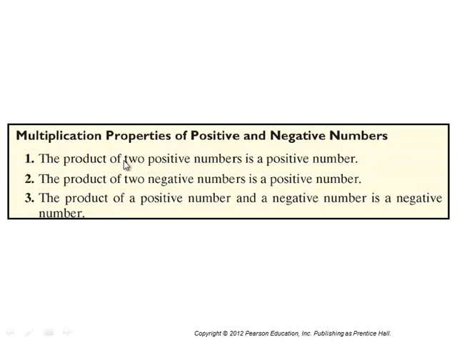Now we could talk about multiplying two numbers together. If you multiply two positive numbers together, you'll always have a positive number. You multiply two negative numbers together, that result will always be positive. Remember, the negatives cancel. And if you multiply a positive times a negative number, the result is going to be negative.